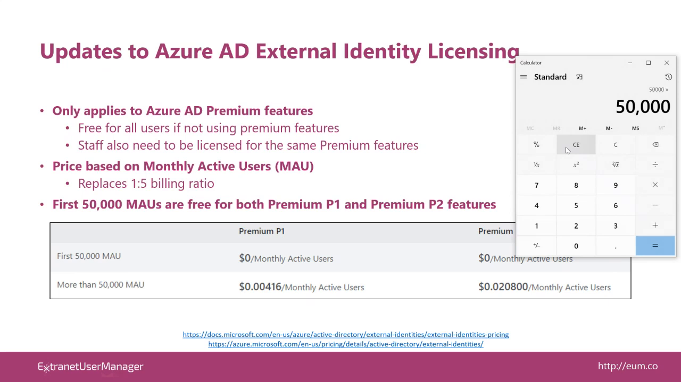And I multiply that by 0.00416 per user per month. So it'd be another $200 a month for Plan 1. If you said, hey, I wanted to do 50,000 users at P2, it's going to be a little pricier, about $1,000 a month. But still, that's 50,000 users that we're talking about. It's a pretty big number, above and beyond the 50,000 free ones that we have.